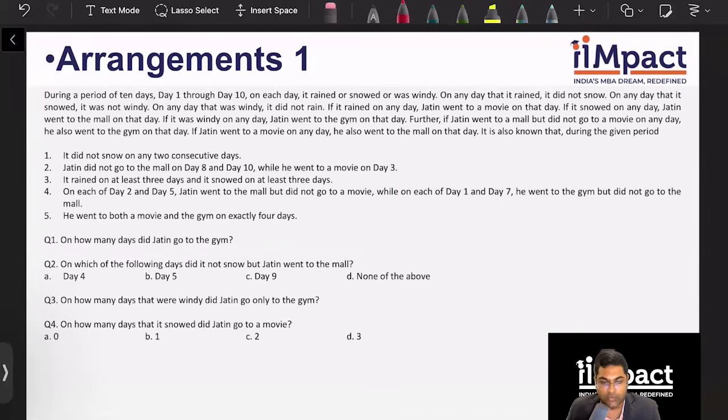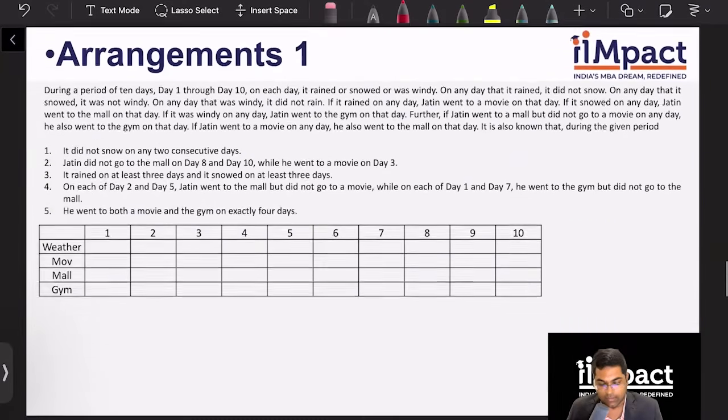Now, if I look at the questions quickly, it tells me: how many days did Jatin go to the gym? Which of the following days did not snow, but Jatin went to the mall, and so on and so forth. So, guys, I essentially need to determine the weather on each of the 10 days, and what Jatin did on each of those days, right? Also, two of my questions are TITA, and the other two have a deterministic MCQ answer. So, it's a very simple, straightforward, complete set, correct? I believe this was the easiest set in this paper. That's my opinion.